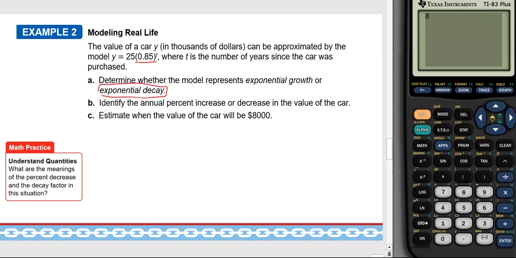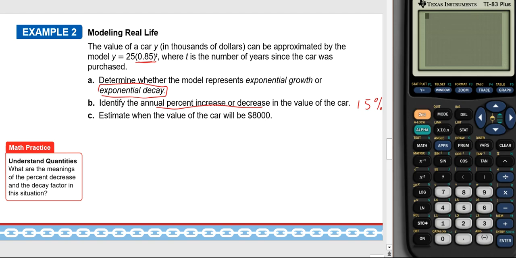Part B, identify the annual percent increase or decrease in the value of the car. So our decay factor is the 0.85. So each year, our car will be worth 85% or 0.85 what it was the previous year. So the amount of decrease would be 100% minus the 85% for 15% or 0.15 out of 100.